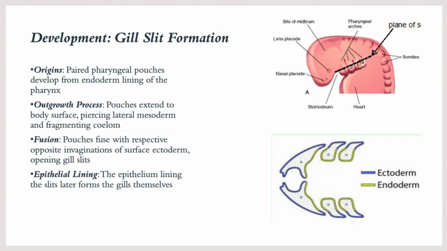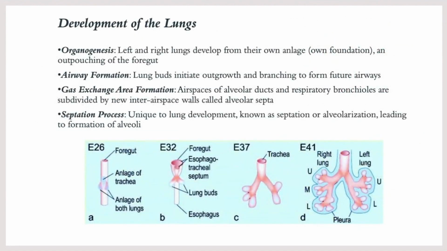So just to round up again, we said that the gills are going to form from the endoderm of the pharyngeal pouches. It's going to pierce through the mesoderm, and it's then going to interact with the ectoderm, which is all the way at the top. This ectoderm is going to form the epithelial layer, which will cover the gills and essentially form the gill slits. Okay, and that is the development of the gills.